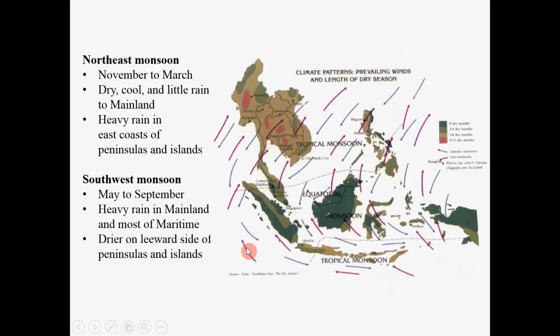The southwest monsoon in Southeast Asia is the continuation of the southwest monsoon of South Asia. It caused heavy rain in mainland Southeast Asia, especially on the west coast. For the entire maritime Southeast Asia, it caused a huge amount of rainfall as well. But at the leeward side, further away from the west coast, the rainfall reduced in amount. Same here too.